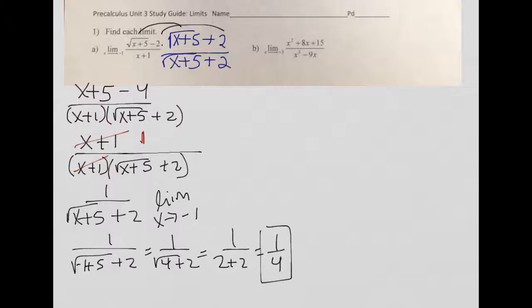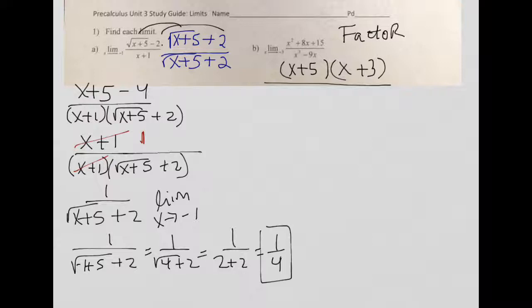Okay, now for part B, we're looking at this one. When I plug in -3 here, -3 to the third is -27 plus the 27. So again, you get 0 here. We need to factor. Okay, how do we factor the top? That's a trinomial factoring. What are the factors of positive 15 that add up to 8? 5 and 3.